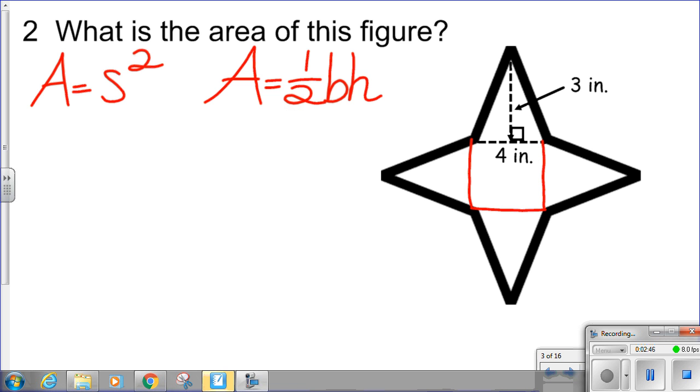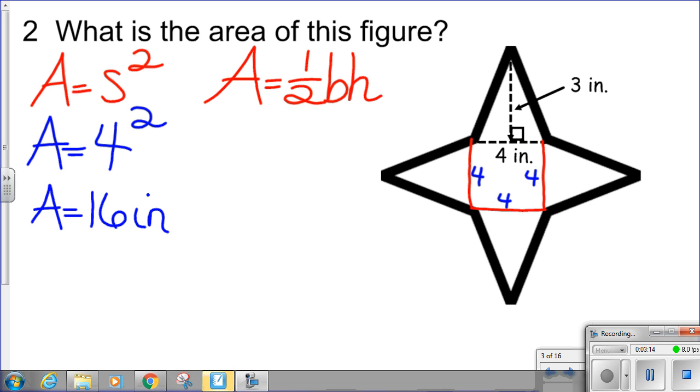So dealing with the square first, I'm going to put the measurements of all of the sides to help me, because I am going to need them in the formula of area of a triangle. They are my bases as well as the sides of the square. So for the square, area equals 4 to the 2nd power. Area equals 16 inches squared. That's for the square.